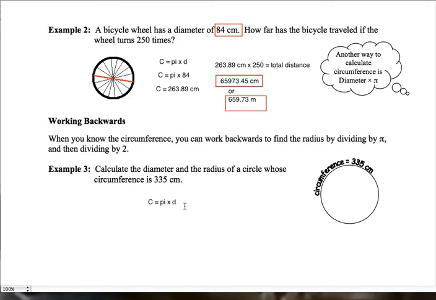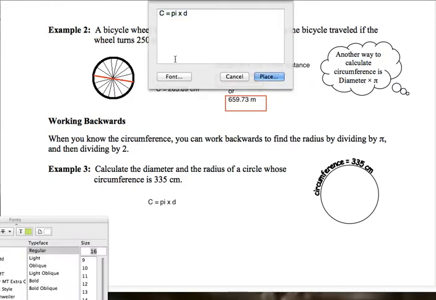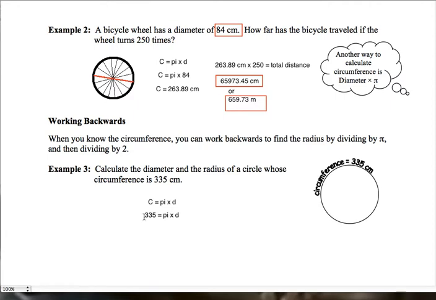In this case, what is the information that I know? Well, I don't know the diameter. That's what I'm being asked to find. But I do know the circumference is 335 centimeters. So let me plug that into the formula I know. I know that the circumference is 335 centimeters. So now I can place that equation there. 335 is equal to pi times diameter.